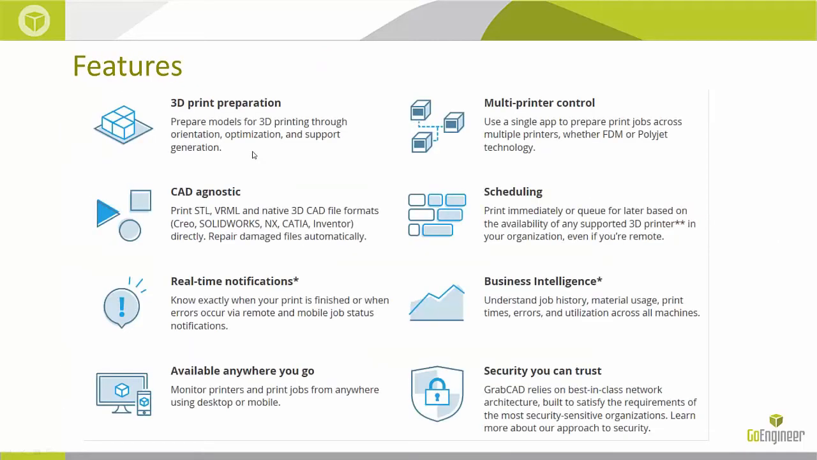Some of the main features of the software include processing tools like automatic support generation, control of multiple printers with one software, even if they're different technologies, the ability to import native CAD files and repair them if they have issues, a detailed schedule so you can manage the queue for multiple printers even if you're not in the office, status notifications in real time, job history info so you can track machine usage, a mobile app so you can monitor the jobs from your phone, and network security you can trust.